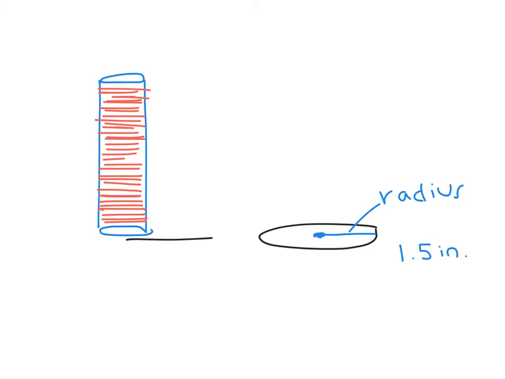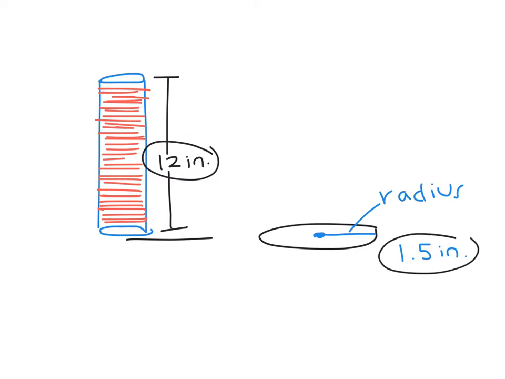And the height is important as well. So what if the height was going to be from here to here? Let's say it's 12 inches. And the question asks, what is the volume of this Pringles cylinder?